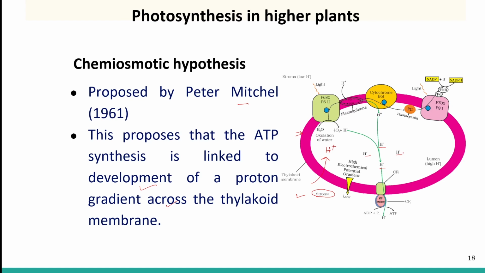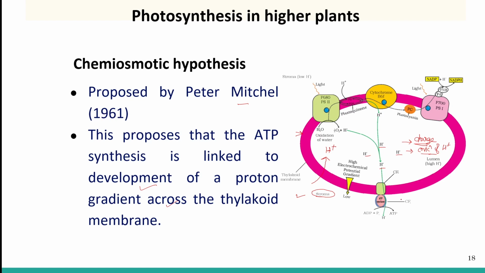Now this electrochemical gradient is made up of two parts. First is the electro and second is the chemical part. Electro means the charge of the protons. That's why we say electro, and we say chemical because there is a concentration of protons. So the electrochemical potential consists of two parts. The first one is the charge of the protons, the second one is the concentration of protons. Now what happens? There is a breakdown of this proton gradient.